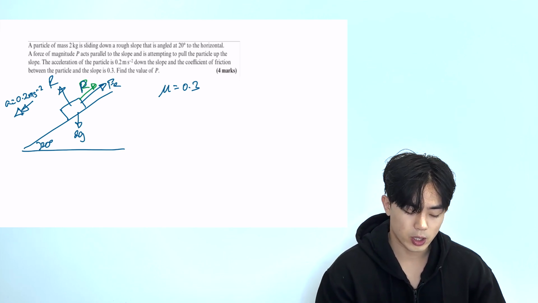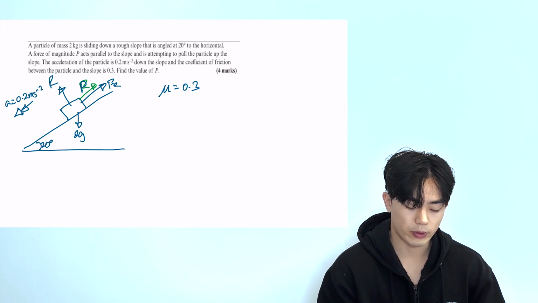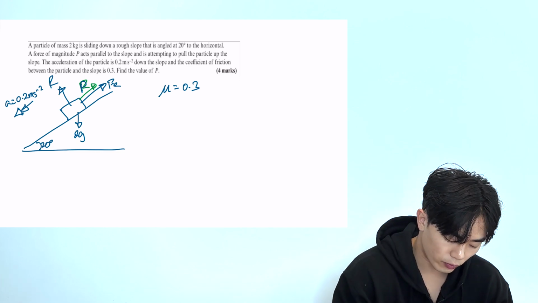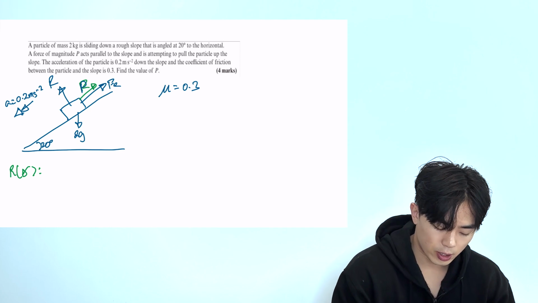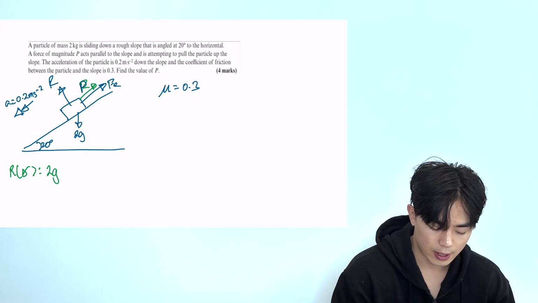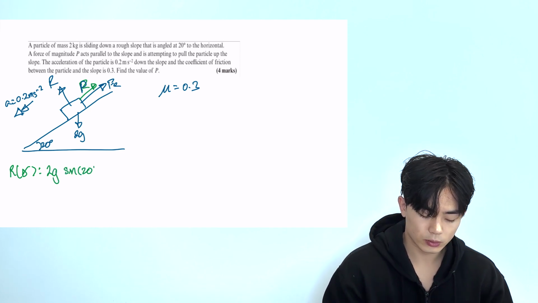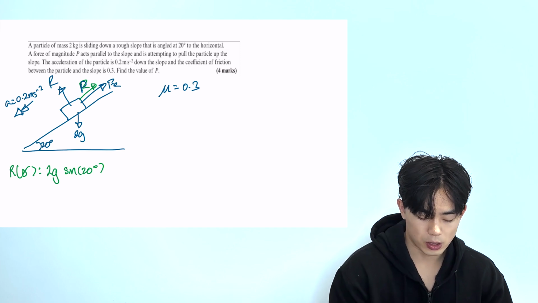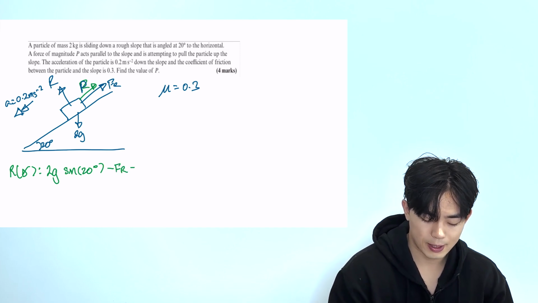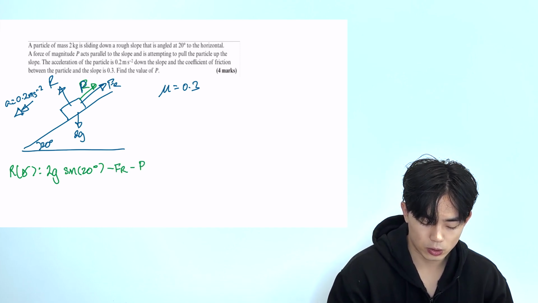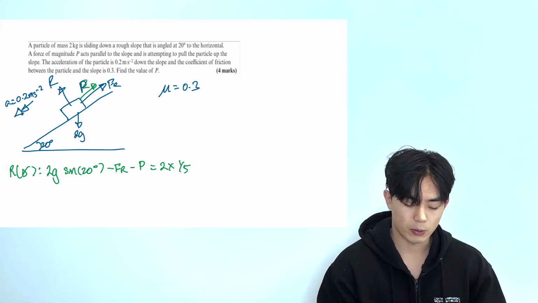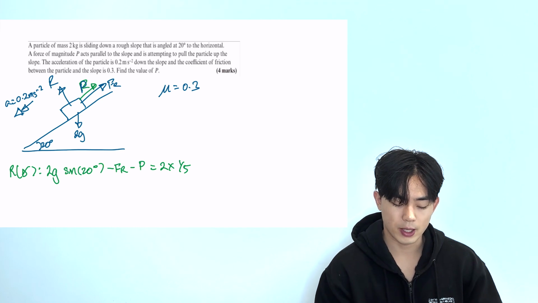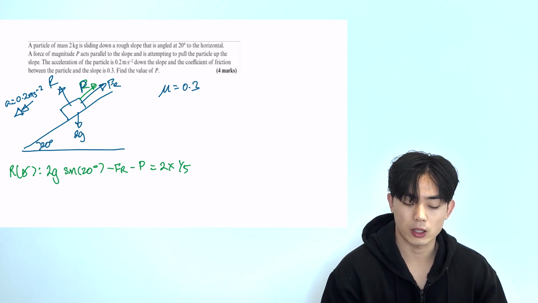So first things first, we need to work out FR, all these different things, right? So let's resolve down the slope, down is positive. So we have the 2g component, the sine 20 acting down the slope. We have this friction acting opposite, minus friction. We also have this P acting opposite, minus P, and that's equal to 2 times 0.2, right? Like this. Right, we have two unknowns with this friction and this P, and we're trying to find this P value, so we need to work out the friction.